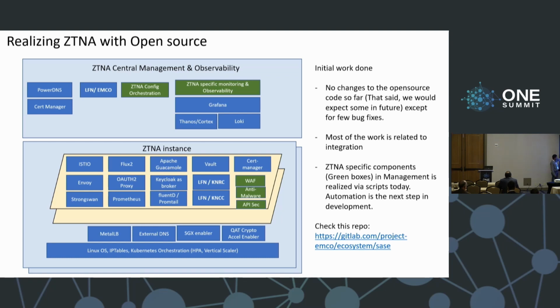So Istio Envoy, that is a service mesh, which we're using as a reverse proxy, and Strongswan for the VPN concentrator. Flux is for Git repository synchronization. And OAuth2 proxy is for, as I said, the ZTNA main intention is to authenticate users before allowing access, right? So OAuth2 proxy provides OIDC, OpenID Connect, which allows you to authenticate users using OAuth2, right? And the OAuth2 with Keycloak.